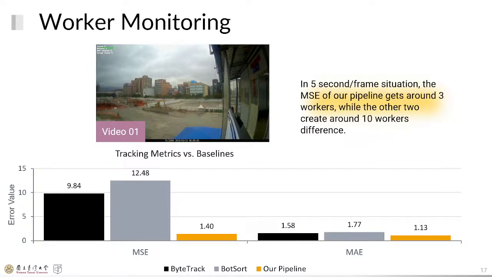And for worker monitoring in the whole videos for 1 day, we also compare it with other tracking models like ByteTrack and BoT-SORT. Our error values are around 1.4 and 1.13.